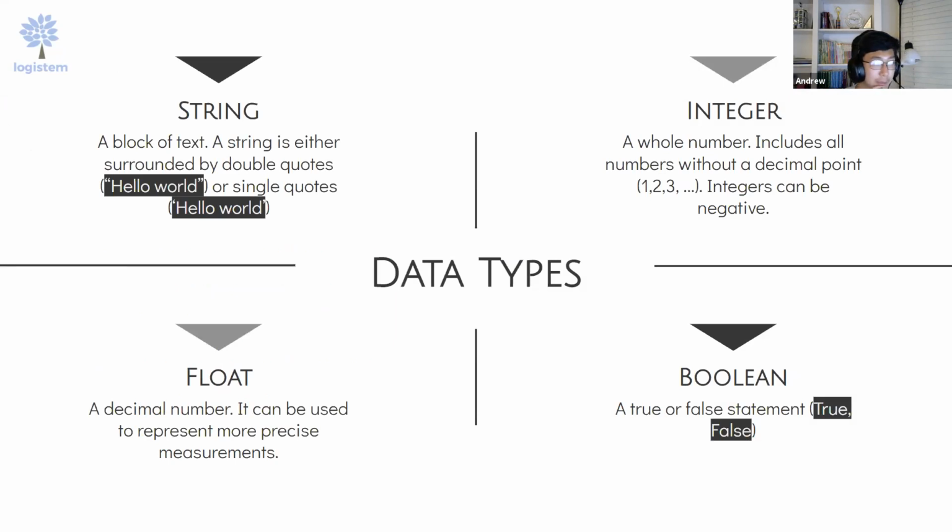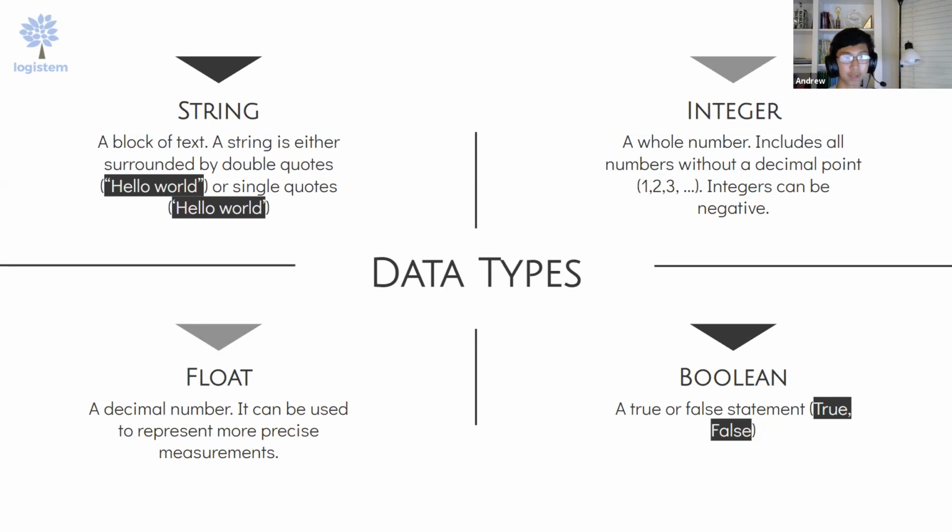So I've been mentioning the word string a lot of times. And what a string simply is, is that it's a data type. And there's 4 main data types that you're going to be learning in this course. And that is firstly a string, which is just a block of text. A string is either surrounded by double quotes or single quotes, both of those would work. You just have to be consistent with which one you're using.